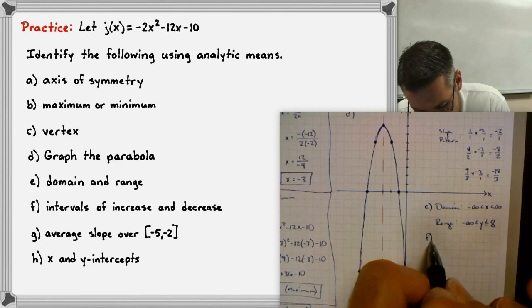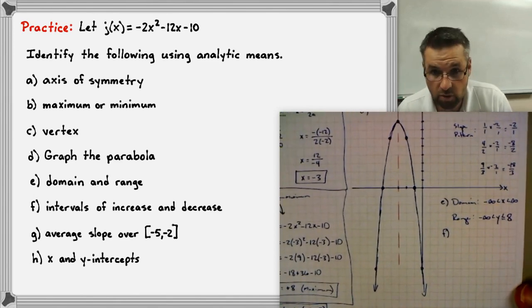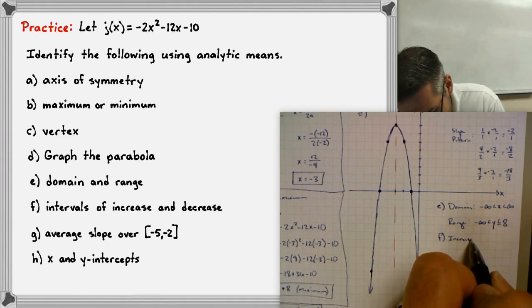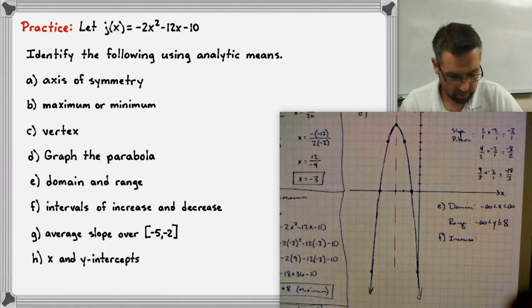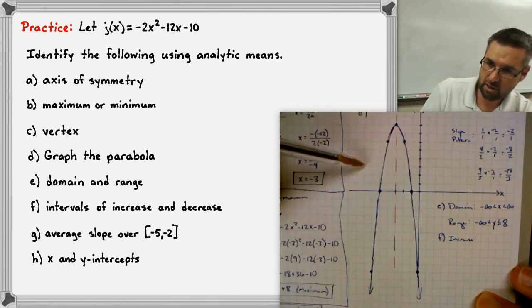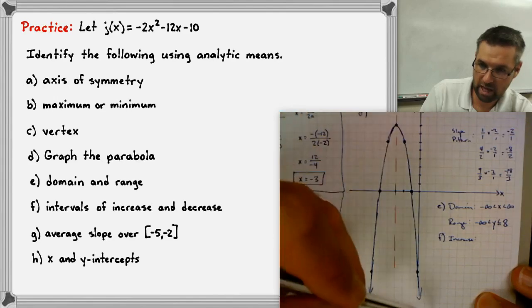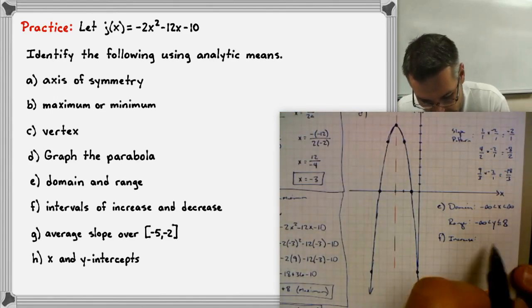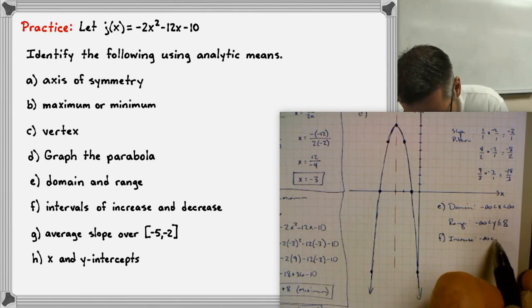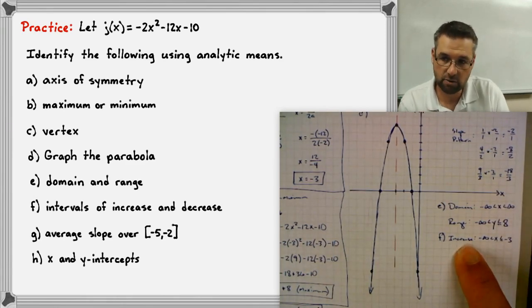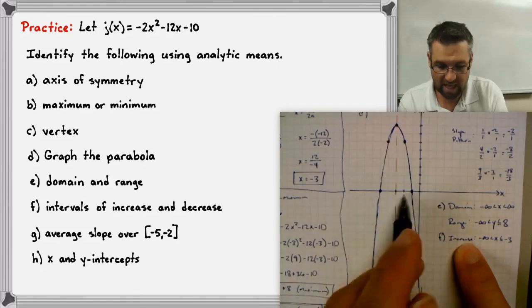For F, it's asking for the interval of increase and decrease. So when is this graph increasing? Well, it's increasing on which half of the parabola? On the left side or the right side do we see this parabola going up? On the left side we see it going up. So from negative infinity, less than x, less than or equal to negative 3. Remember, when we're identifying increasing values or decreasing values, they're always the x values.